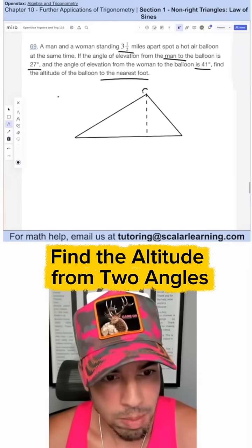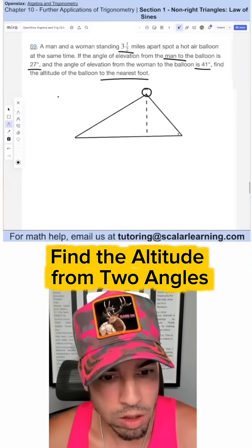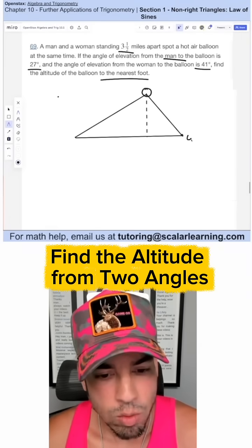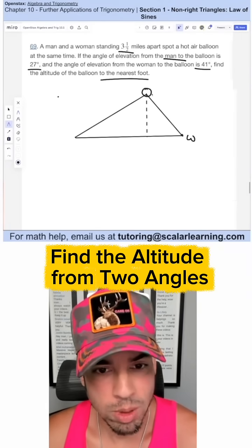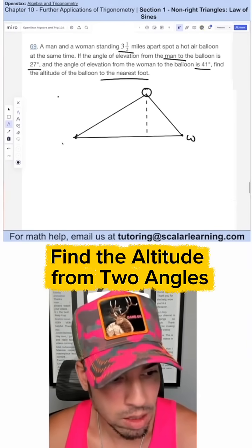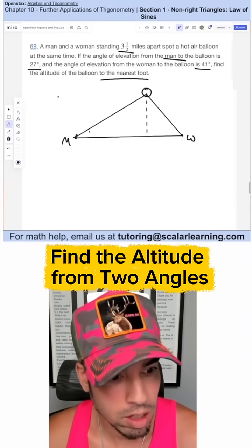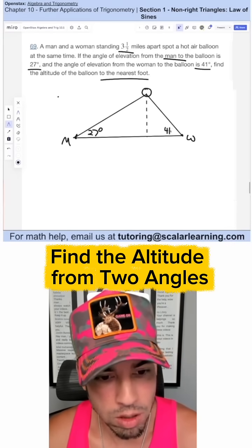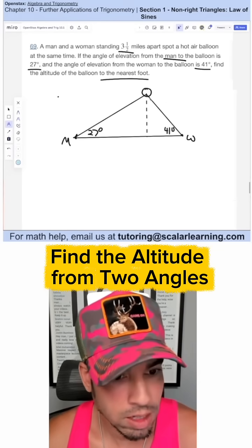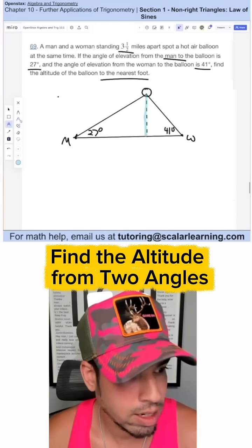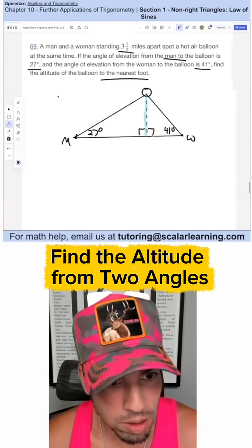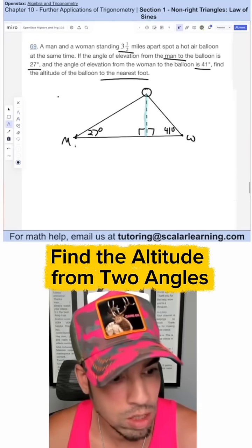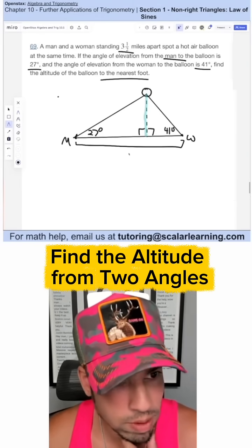So for this one, we've got to start by making a little diagram, and we're going to say there's the balloon, and we're making an assumption here that the balloon is in between the man and the woman. So we've got the man here looking up at 27 degrees, the woman over here looking up at 41 degrees. And what we're trying to find is the altitude, aka that distance going straight up like so. And the only other thing we know is that they're both 3.5 miles apart.